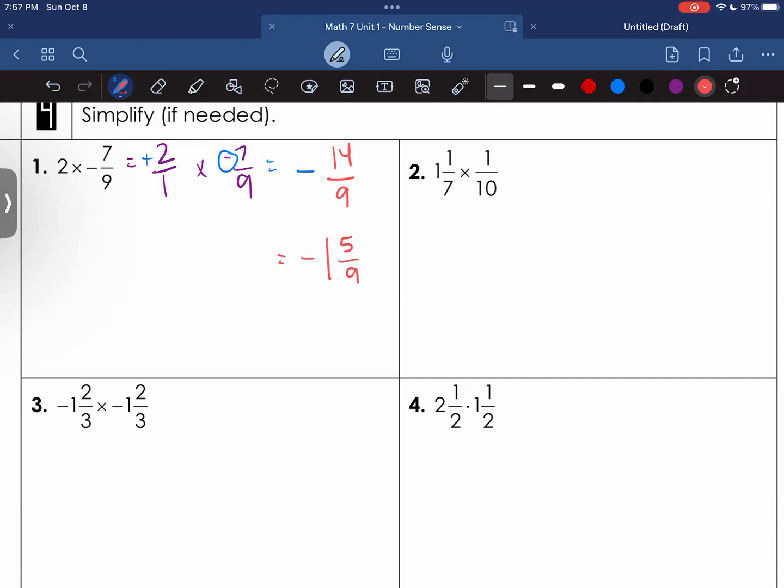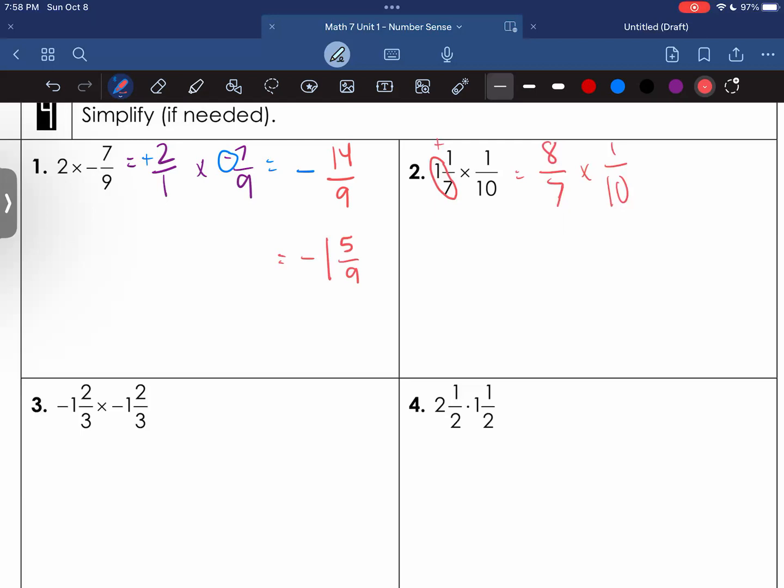All right, moving on to number 2. So like we said, our first step is that we have to change any mixed number to an improper fraction. So we're going to do 1 times 7, which is 7, and add the 1 on top, and we get 8 over 7 times 1 over 10. Now, we can actually simplify here on the diagonal. What that means is that, remember when you're working with fractions, whatever you do to the top, you have to do to the bottom, or whatever you do to the bottom, you have to do to the top. This is the same for the diagonals.